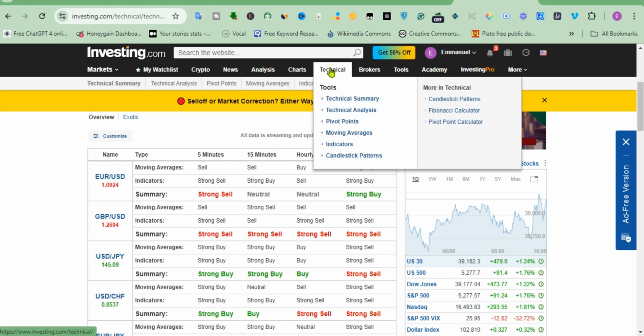I saw something here. I saw candle pattern. Let's see what is inside the candle pattern. I have not opened this candle pattern before. Let's see the pattern.